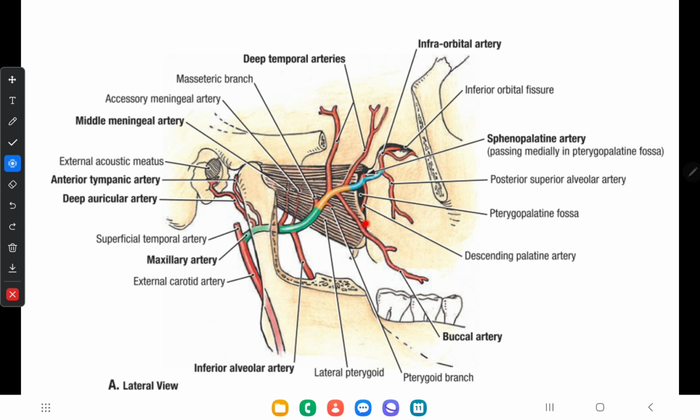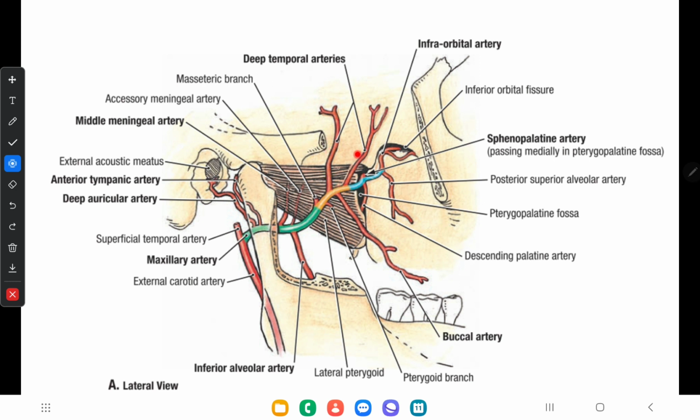So, the muscles of mastication. Those are the masseter muscle, then the temporalis muscle, buccinator muscle, lateral pterygoid and medial pterygoid. Those are the muscles of mastication. So, you can easily remember the second part of the maxillary artery gives blood supply to the muscles of mastication.